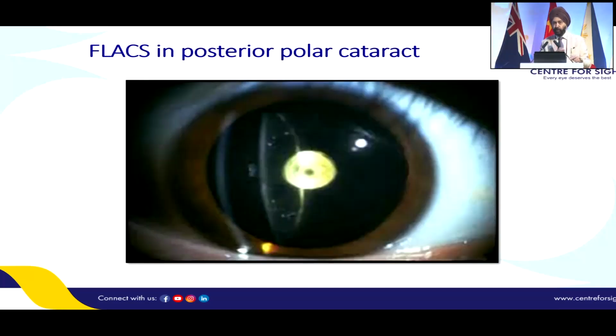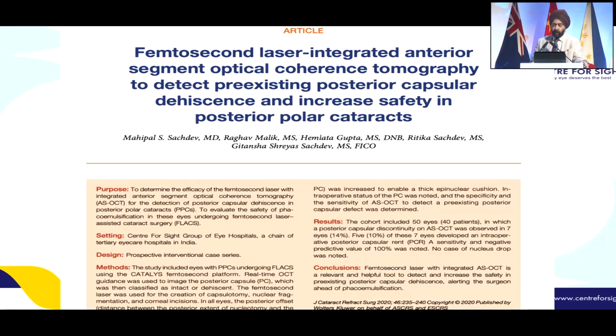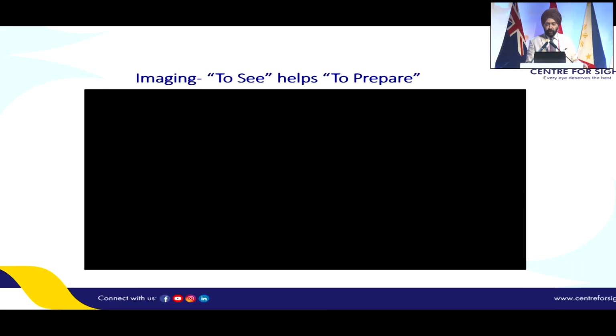So let's come to the first challenging situation, and that is the posterior polar cataract. In posterior polar cataract, ever since we switched over to femtolaser assisted cataract surgery, we have not had any nucleus drop, and I'll tell you why. This is the paper we published in the Journal of Cataract and Refractive Surgery, wherein we said that the in vivo image you get on the OCT of the femtolaser helps you delineate whether there is a pre-existing posterior capsular defect or not, and then plan your surgery accordingly.